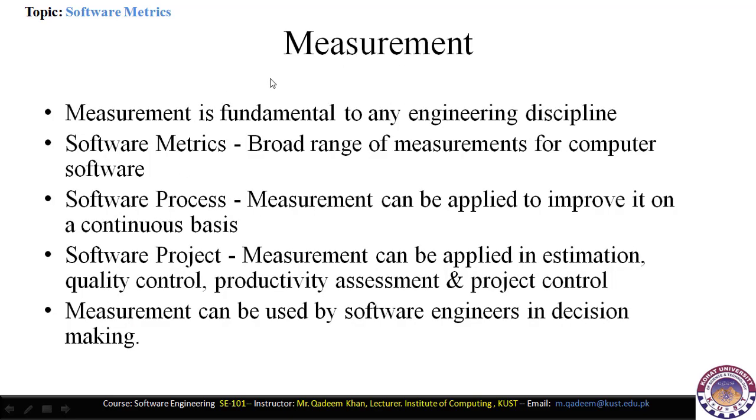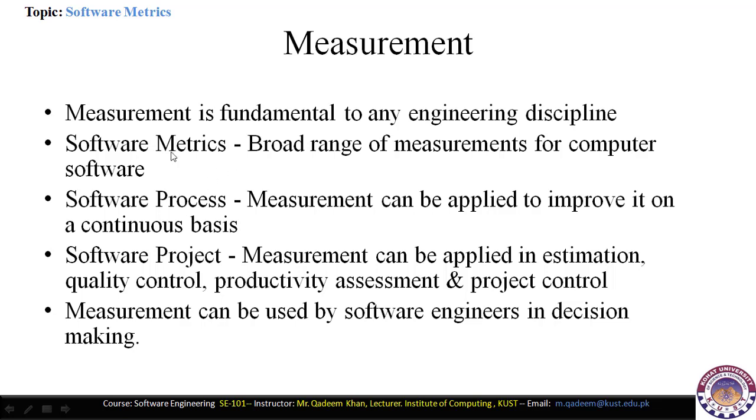Now, what is measurement? Measurement is an activity in engineering disciplines. Basically, software metrics is a broad range of measurements for computer software and the software process, which can be applied to improve it on a continuous basis. We have in fact three different types of measurements. Software measurements help in a broad range of computer software. For example, efficiency is a software measurement.